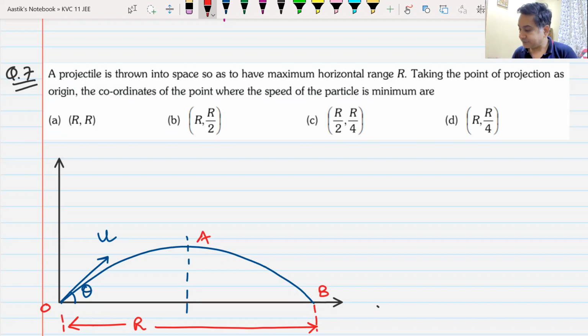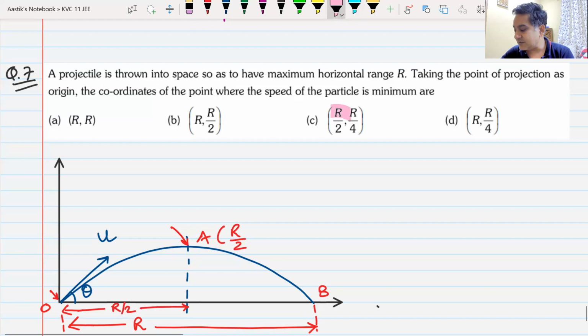They are asking you, point of projection is taken as origin. So I've taken it as origin. The point where the speed is minimum. Where is the speed minimum? Speed is minimum at the highest point. Yes or no? Now what are the coordinates of the highest point? How much is the x coordinate of the highest point? I told you that. It is r by 2. Yes or no? So one coordinate is r by 2. As soon as you get the first coordinate, you don't have to go anywhere else because the answer is straight away option C. Yes or no?